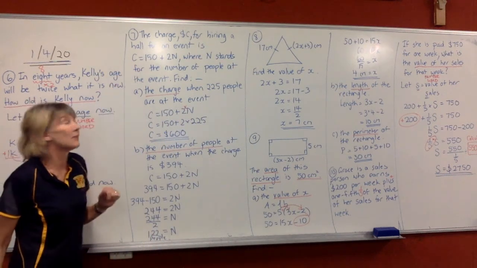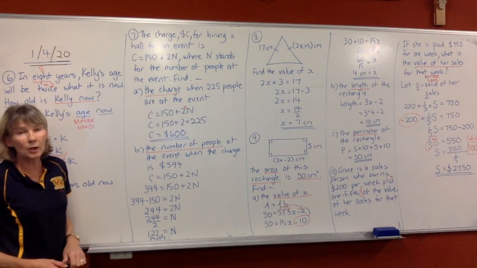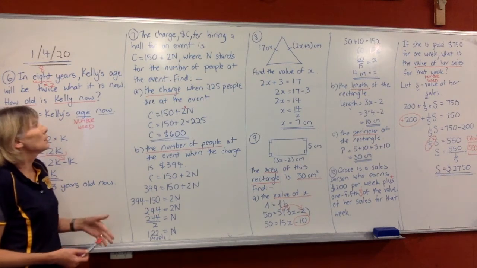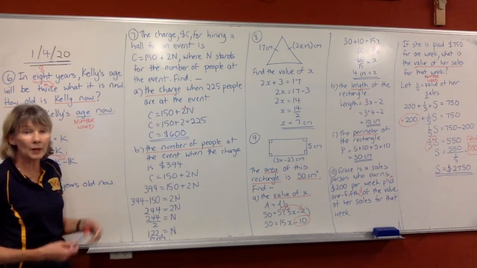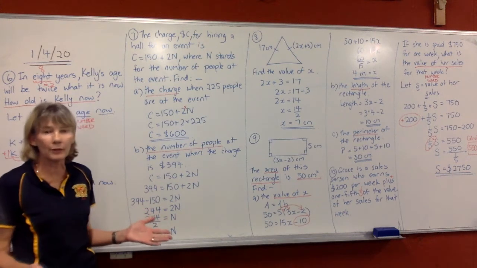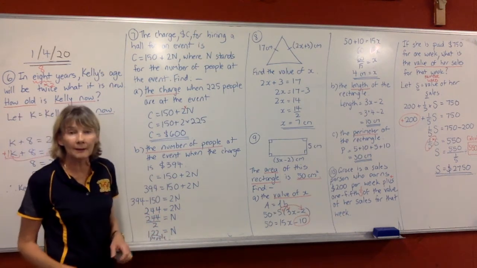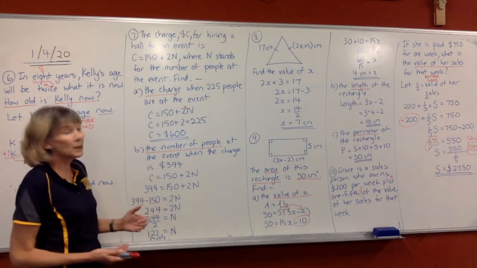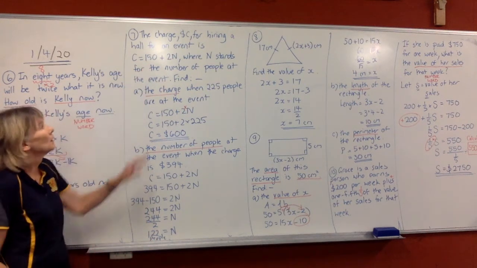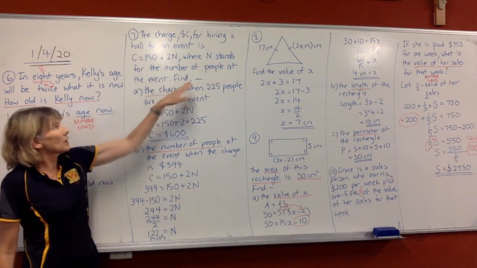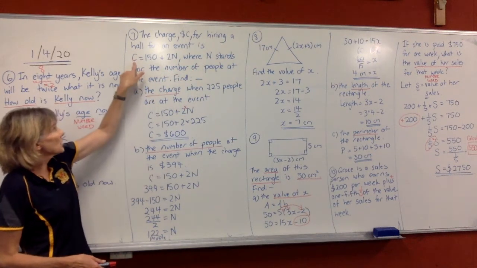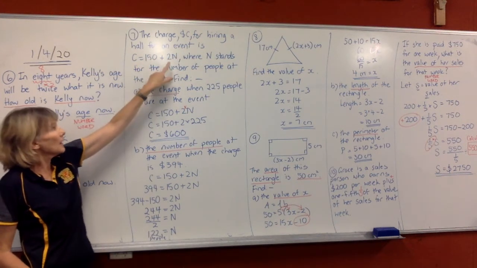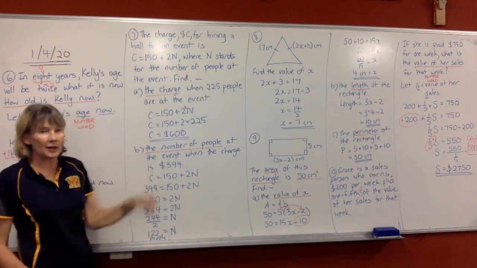Okay, over here, number 7. The charge C dollars for hiring a hall for an event is C equals 150 plus 2N. They've given you the equation. You don't have to think of one. So these questions should be easier, but in the book, they've marked it as hard. Okay, it should be an easy question. They've given you the equation. They're telling you that N stands for the number of people at the event. So the C is the charge in dollars of what they're charging. The N is the number of people at the event.